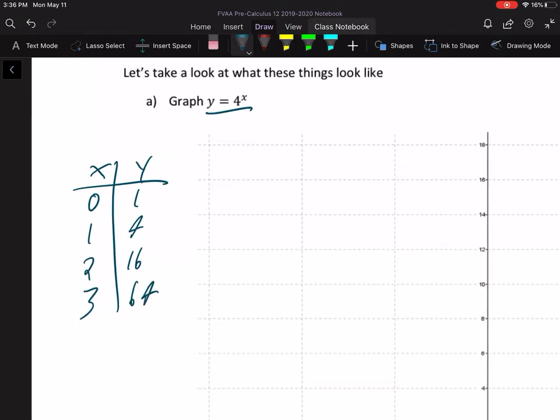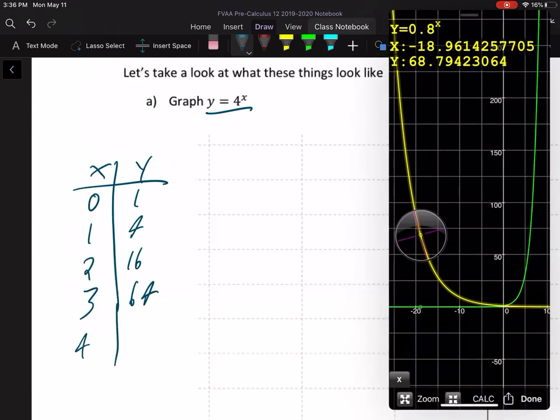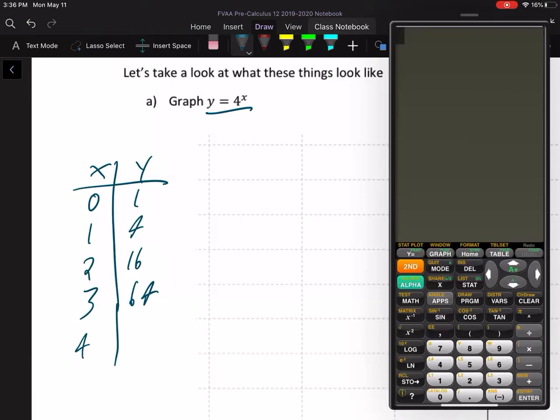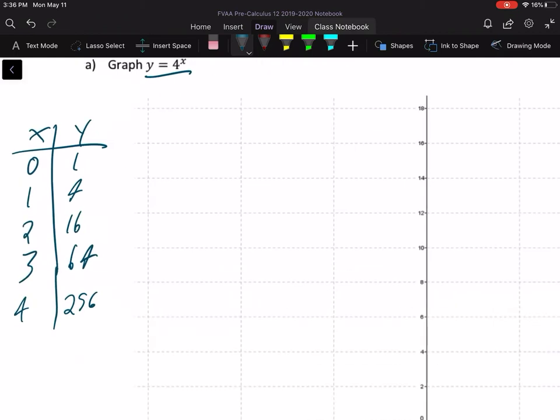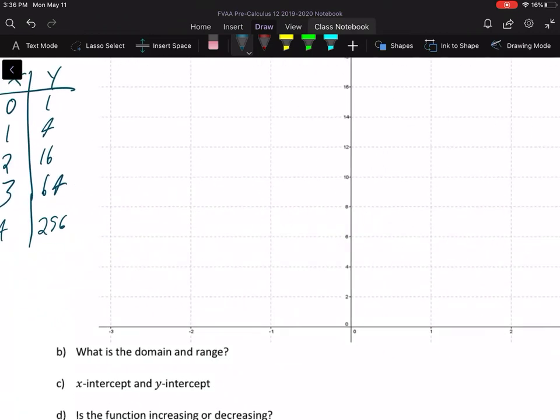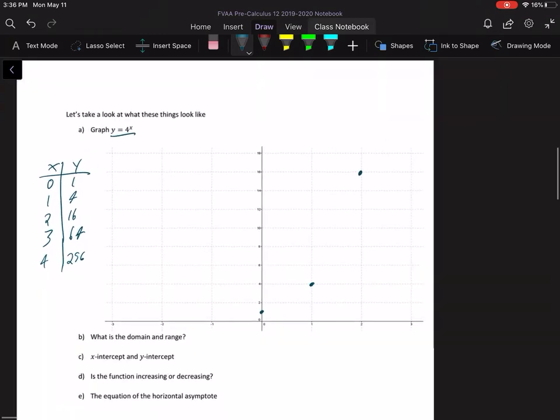Okay, so you saw that grew really quick. If I put a 4 in here, you'd have an even larger number. What would that be? 256, I think. 4 to the 4. Yeah, that's right. Okay, so let's plug that in now. At 0, I have 1, so that's my first point there. At 1, I have 4. At 2, I have 16. And at 3, I'm off the charts.